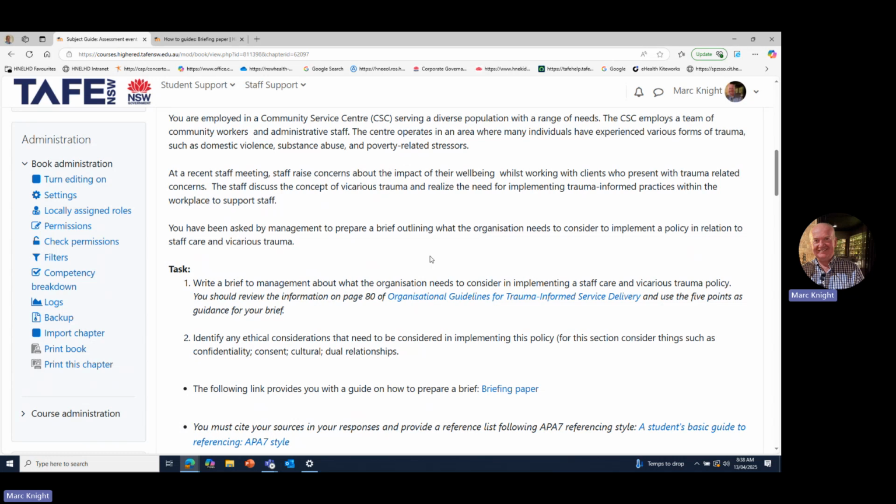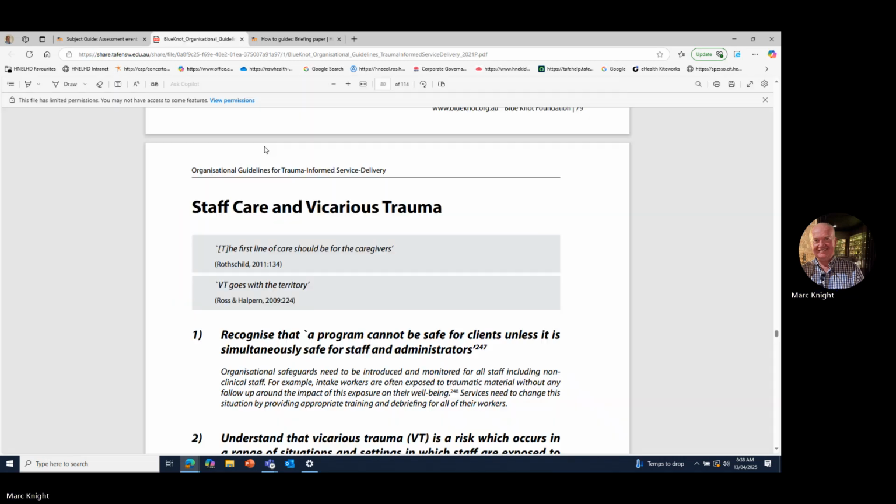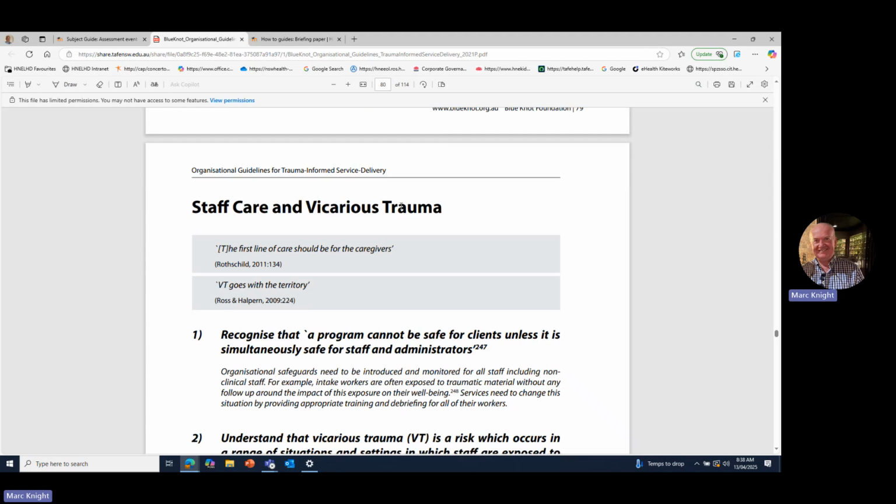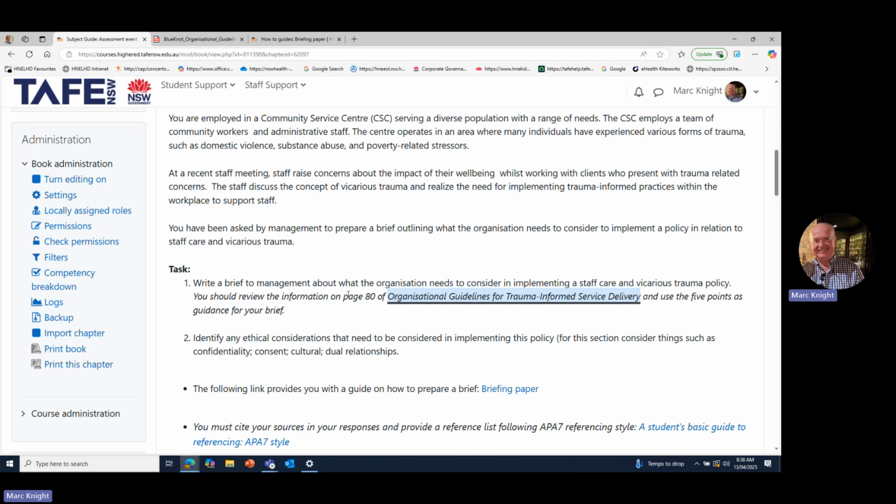So go to this particular link. This link will take you to this particular document, and I think you'll find that there's potential for lots of information in this document that may assist you with this assessment. Going back here, you can use the 5 points as guidance for your brief.